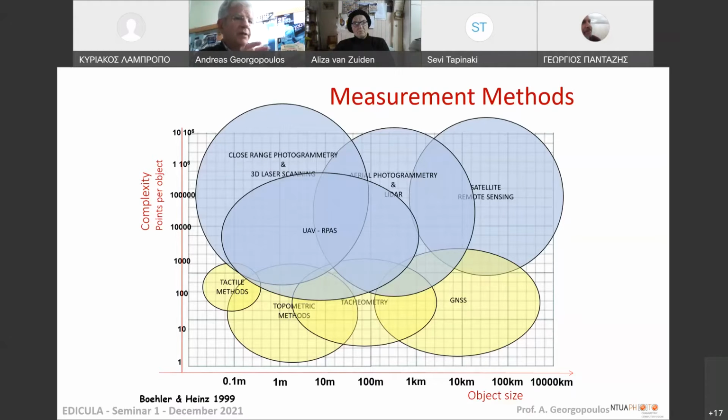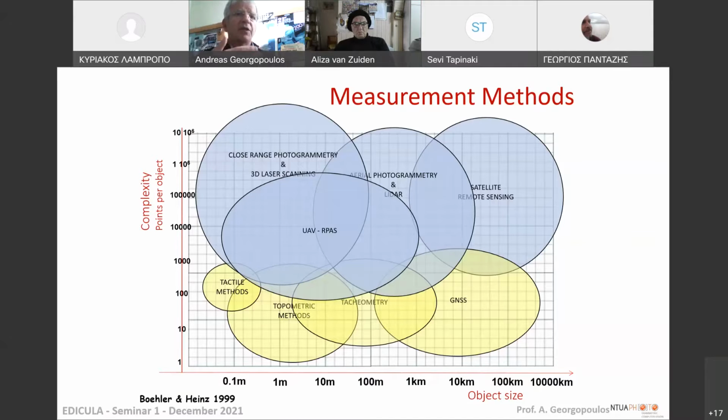And you see all these methods: the tactile methods, the hand measurements, the topometric methods, tachyometry, GNSS, which is another expression of GPS, a more general one. And we have on top close-range photogrammetry and 3D laser scanning. We have the drones or aerial photogrammetry and LiDAR, that is laser scanning from aeroplanes. And we also have satellite remote sensing.